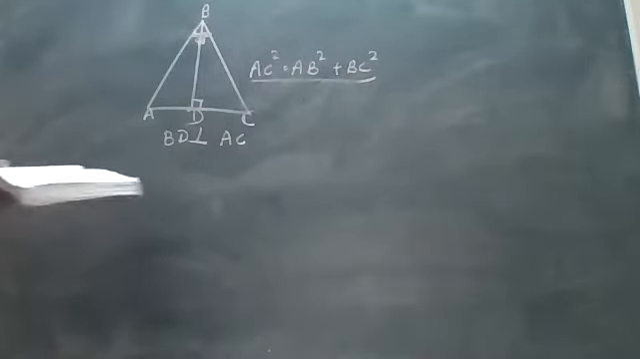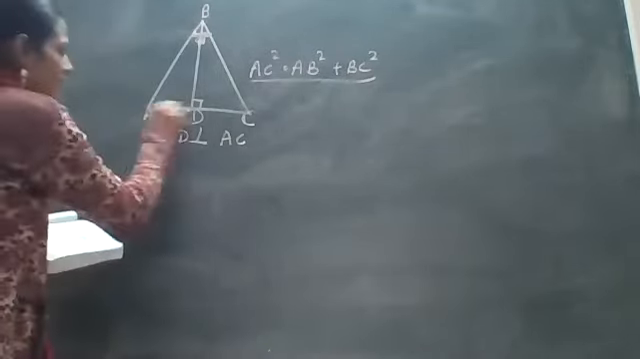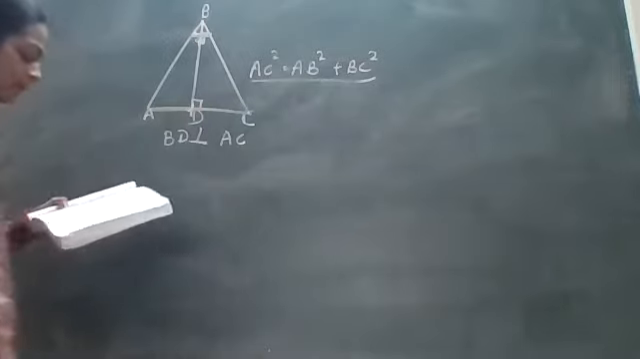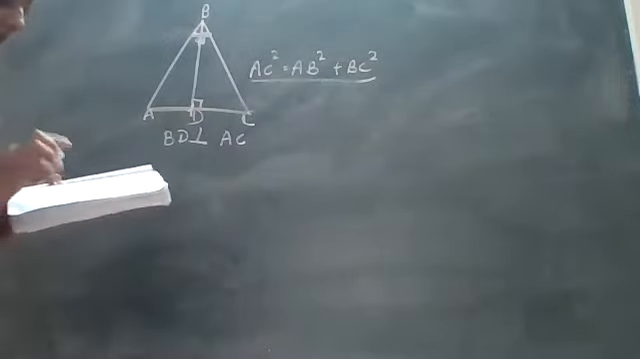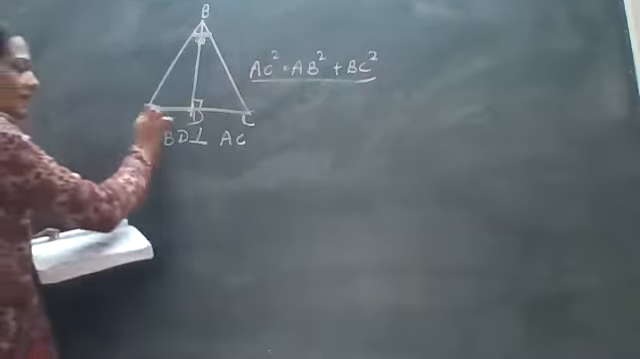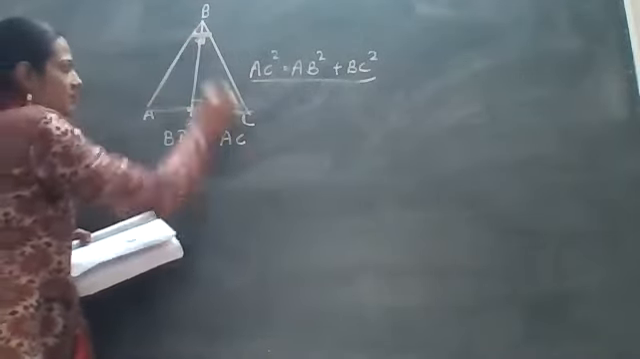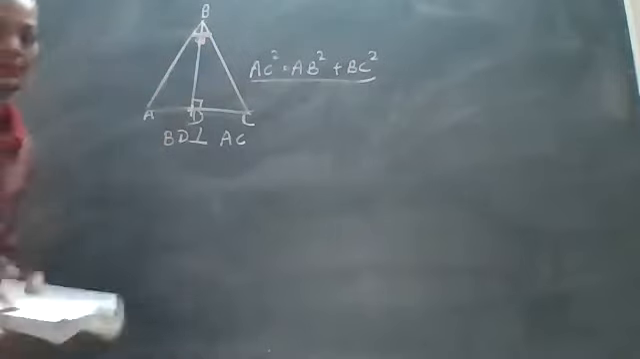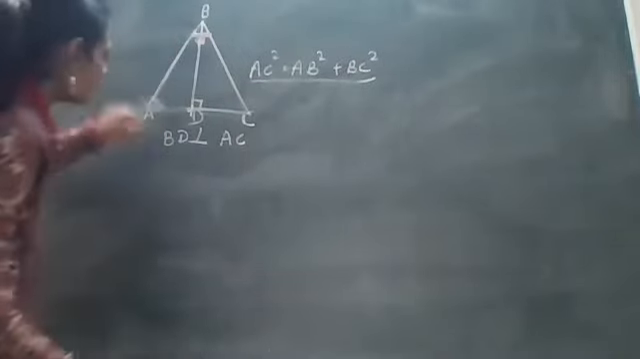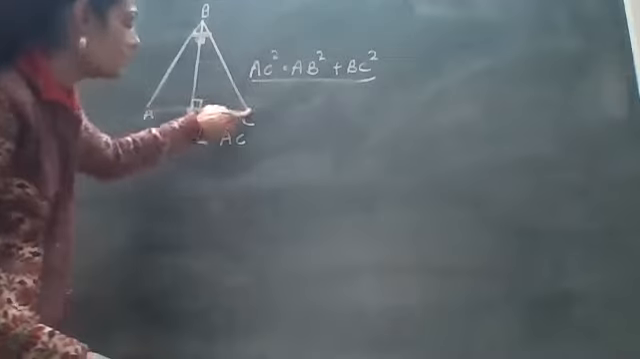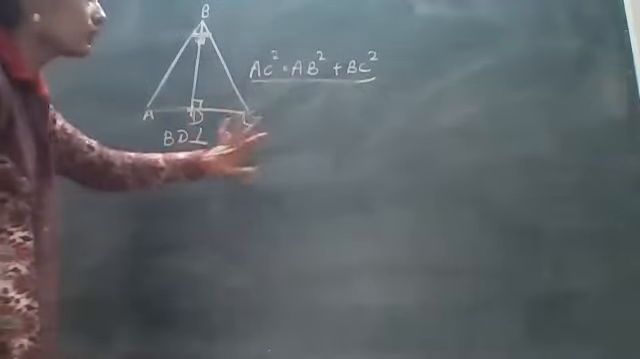Means what they are going to say is that AD upon whole AB divided by AC upon whole AC. This side's half and this half of the other side will be equal to each other.